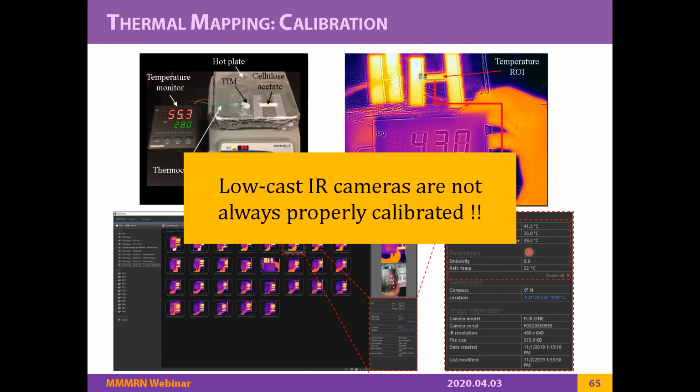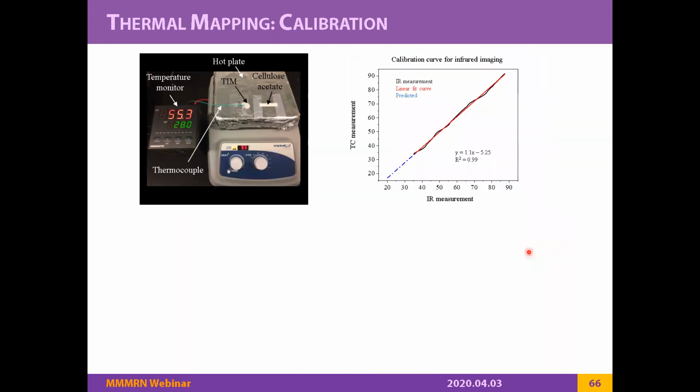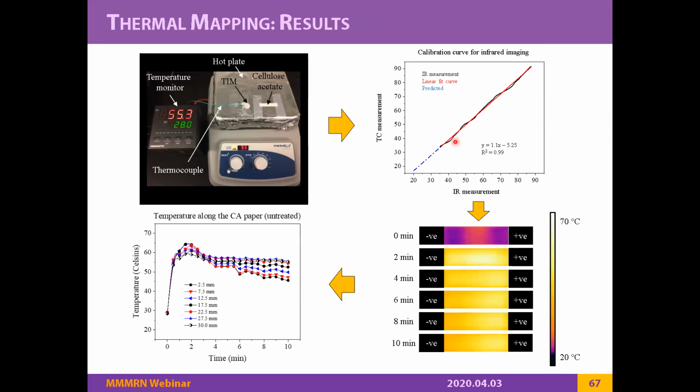That's what happens most of the time, because low-cost IR cameras are not properly calibrated all the time. So based on this setup, we came up with a calibration curve. Even though we see some variation, it's pretty much linear, so we had a very good system of infrared imaging. Then we apply this calibration to the runtime images you see here, and we come up with these thermal distribution plots. All these plots are different points along the road.